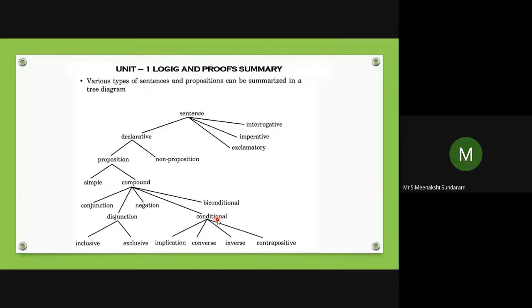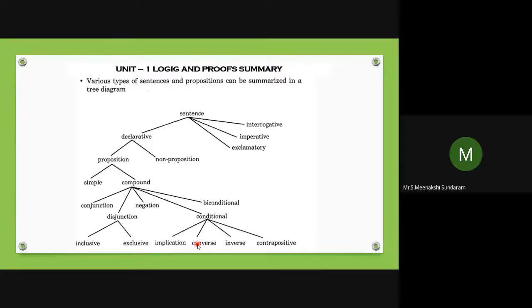The conditional, suppose P implies Q, is the direct statement. P implies Q is called a conditional, meaning if, then. It is an implication. What is the converse of the statement? Negation P implies negation Q, and negation Q implies negation P, we will see next.